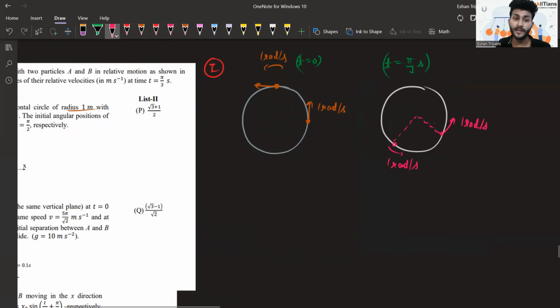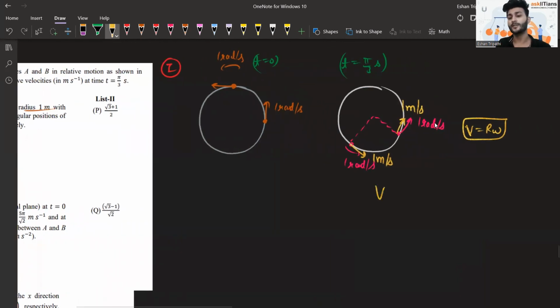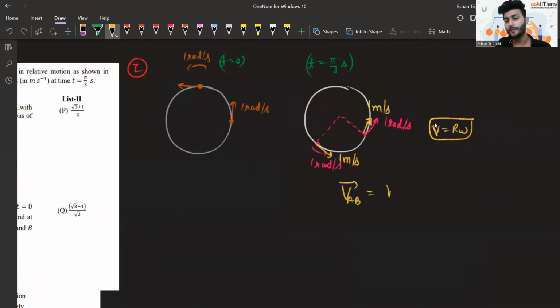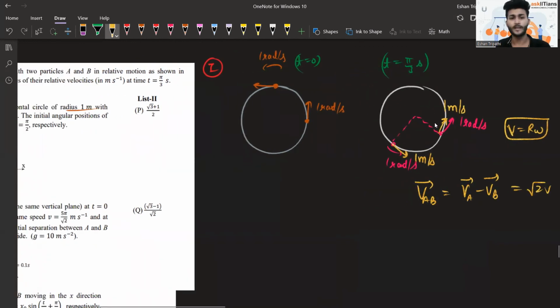That means if you find out their linear speed V using V equal to R omega, it will come out to be 1 meters per second in this direction, 1 meters per second in this direction. So what is going to be the relative speed? The relative speed, A with respect to B or B with respect to A, is going to be vector velocity of A minus vector velocity of B, which since they have the same magnitude comes out to be root 2 V. So that comes out to be root 2.